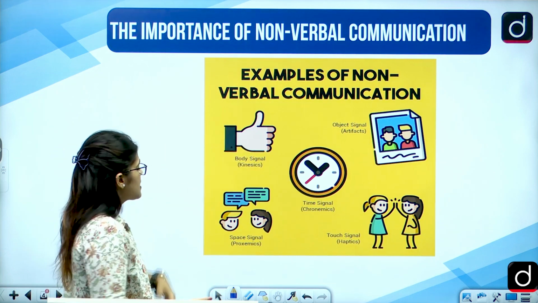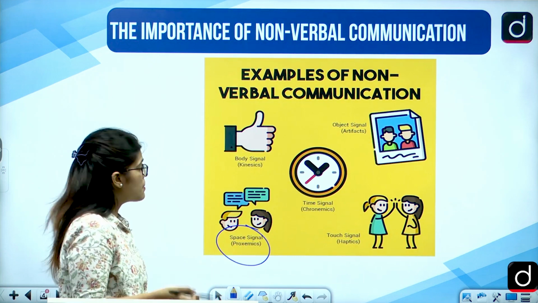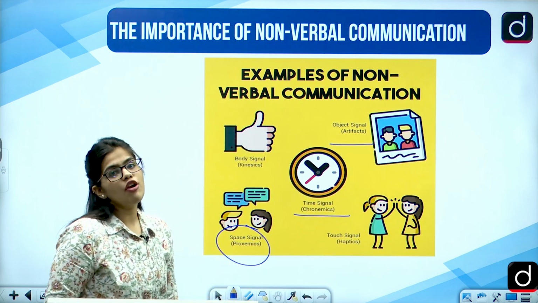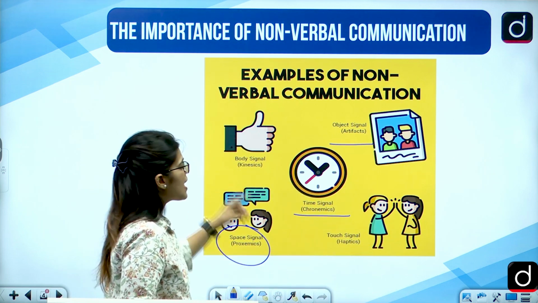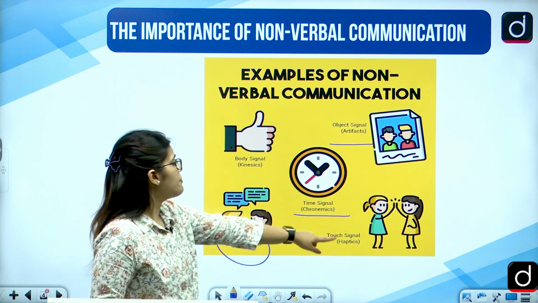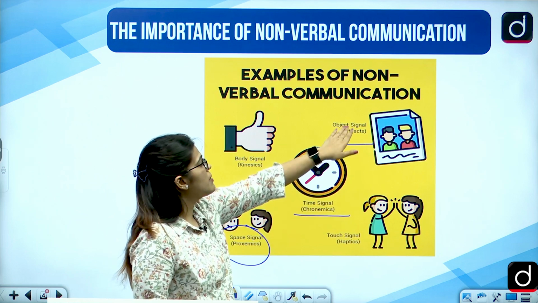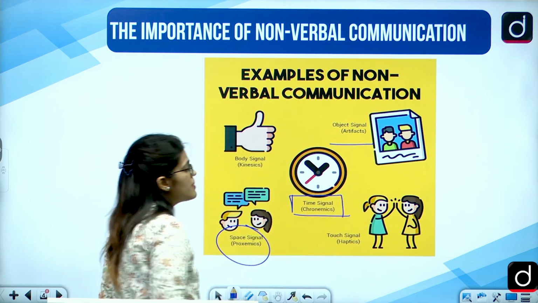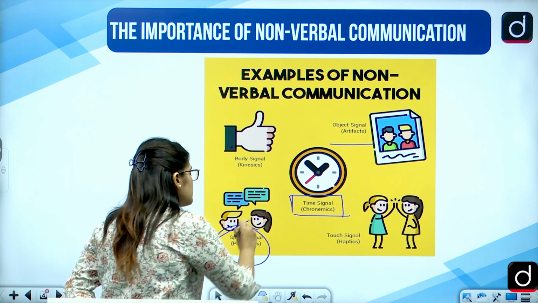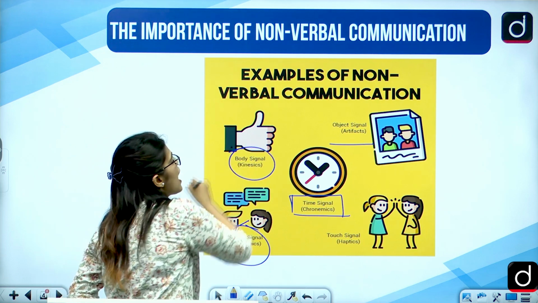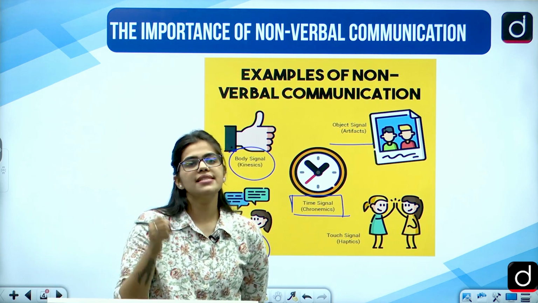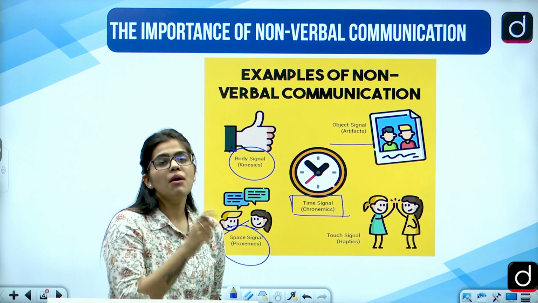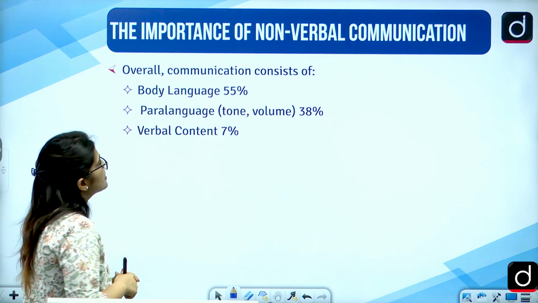It can be body signals, it can be the study of space or the space signals, then we can have time, then we can have objects, and also the study of touch. These are a few important things, and in this video we are going to study haptics, that is the study of touch. We are going to study artifacts, that is the objects that are very important. Then we will study chronemics, that is the study of time. Then proxemics, that is the study of space, and then we have the bodily signals, that is kinesics. These are the different types of non-verbal cues, non-verbal communication, that are very important in communication.